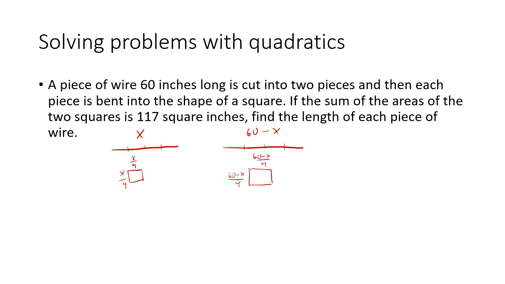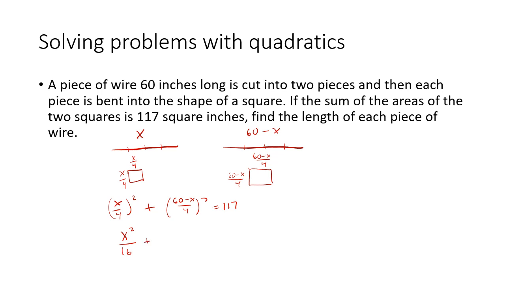And so we know how to calculate the area of a square. It says the sum of these two areas is 117 square inches. Okay, so that means x over 4 times x over 4, which is x over 4 squared, plus 60 minus x divided by 4 squared. That's got to equal 117. Okay, this looks gross. So let's just do what it says to do. So x divided by 4 quantity squared is x squared divided by 16.